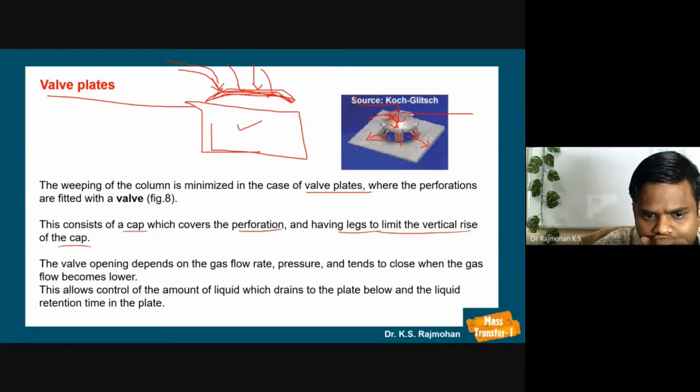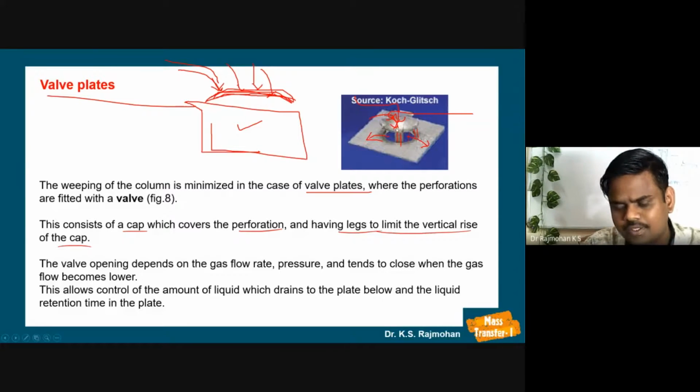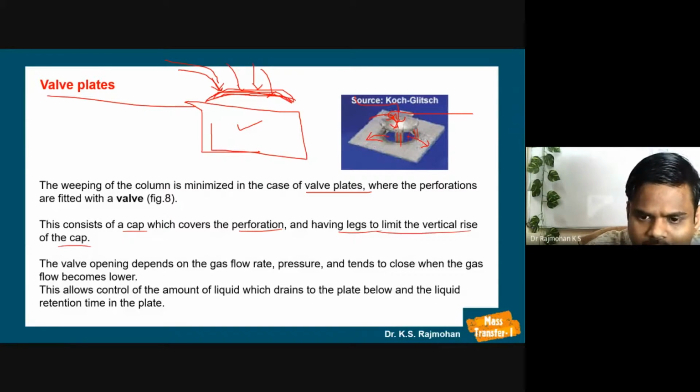The valve openings depend upon the gas flow rate and pressure, and tend to close when the gas flow becomes lower. So this is like a push-pull type. When the pressure is more, it will move up, or it will go down. This is simpler than the bubble cap, which is a more costly thing, since the bubble cap has to be made. It means it has fewer parts than the bubble cap.